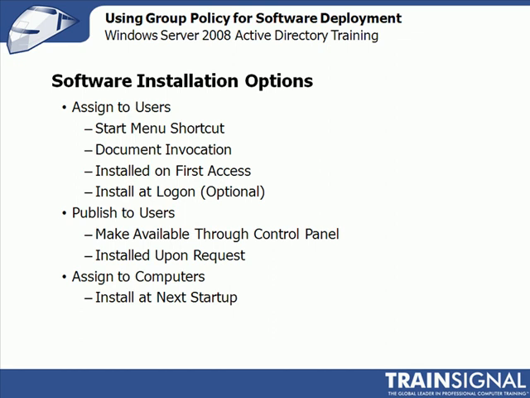Now, the last option that is available is on the computer side, and that's called assigning the software to the computers. And in this instance, there's really nothing fancy or special in the way of different choices or options. If you assign software to computers, it will be installed the next time the computer starts up. Okay, so that's how the different software installation options work.